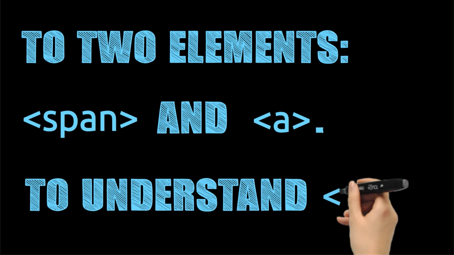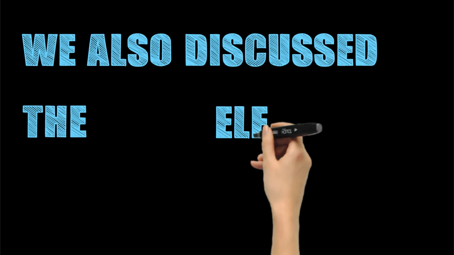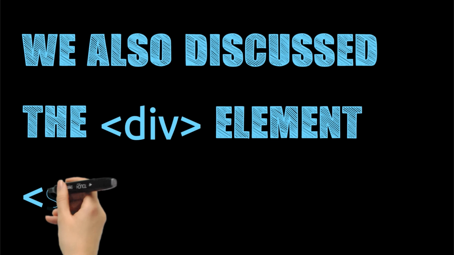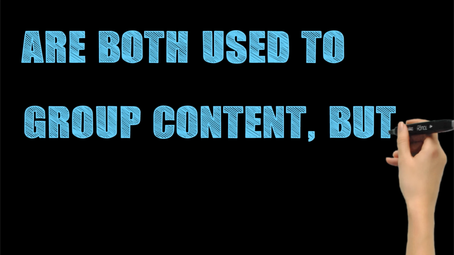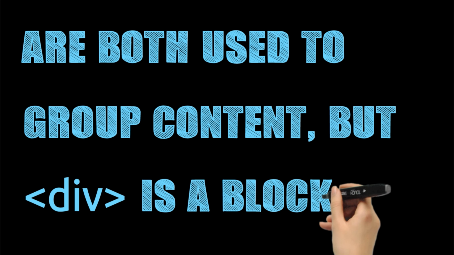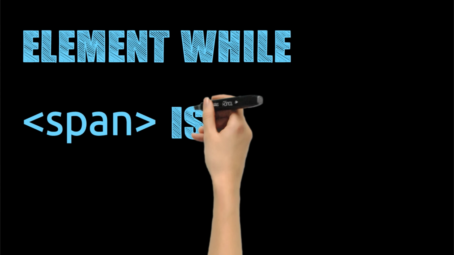Our code example also introduced us to two elements, span and A. To understand span, we also discussed the div element. Span and div are both used to group content, but div is a block element while span is inline.